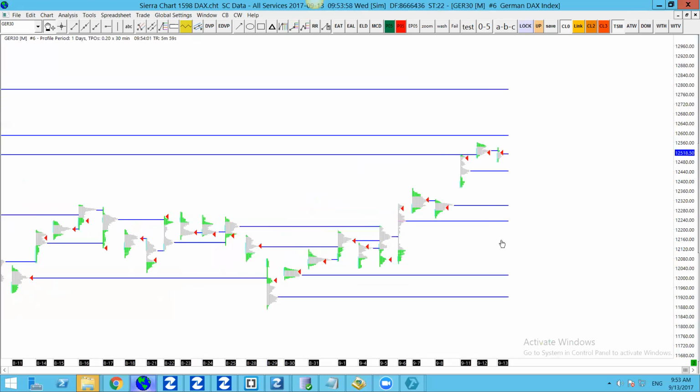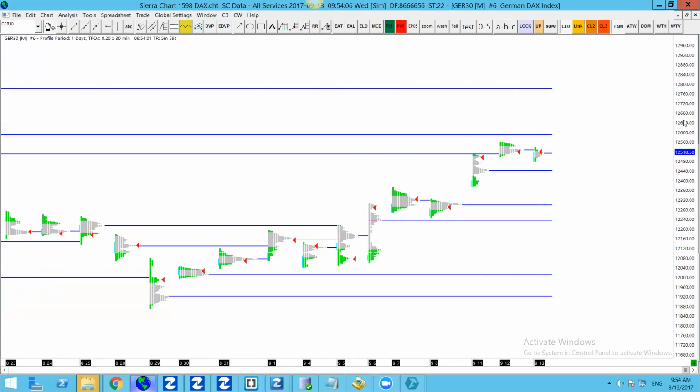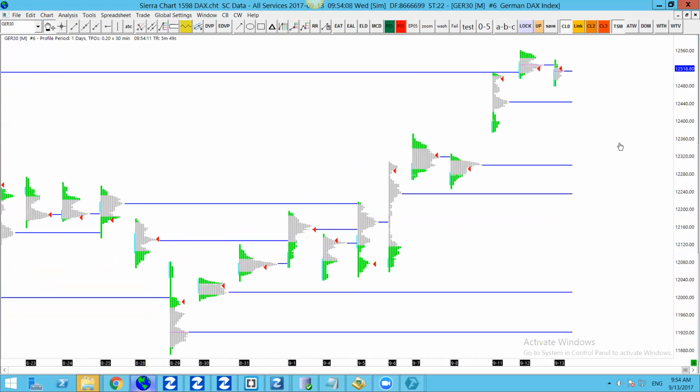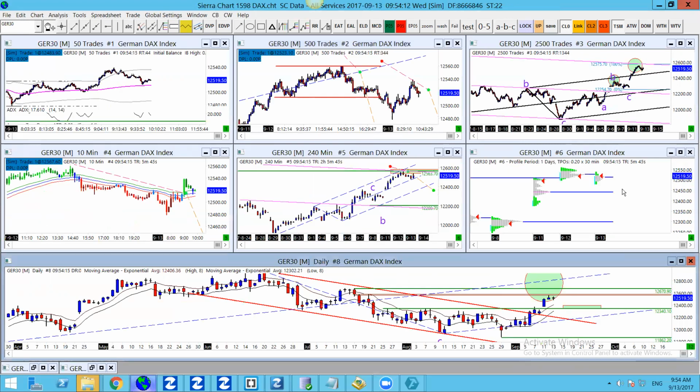So at the moment, we've got an interesting point of control above us. If you're bullish, that's got to be the first target area, and then extended targets will be the second one. But I'm not just going to use the TPO chart to trade off. It gives us an idea of where we are at the moment and what's directly above us, and there is still space to move into above.